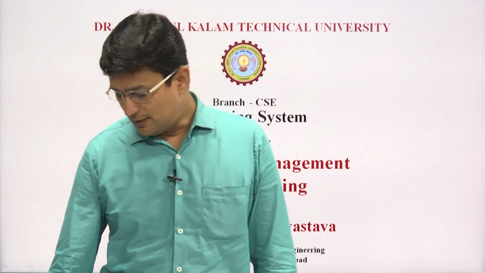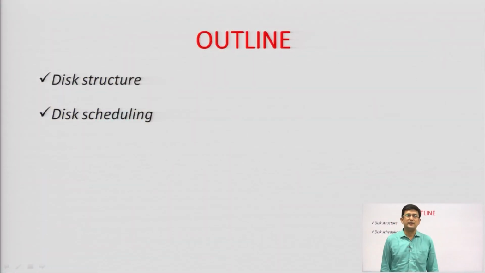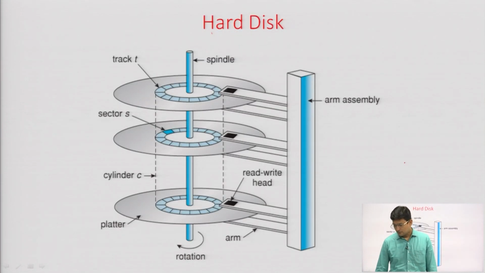In today's lecture, we will see some of the disk scheduling algorithms, and how the operating system can control the movement of the disk arm. The outline of today's lecture is: we will first have a re-look at the disk structure that we discussed last time, and then we will see the disk scheduling algorithms. Now, this is the part that we have seen last time.